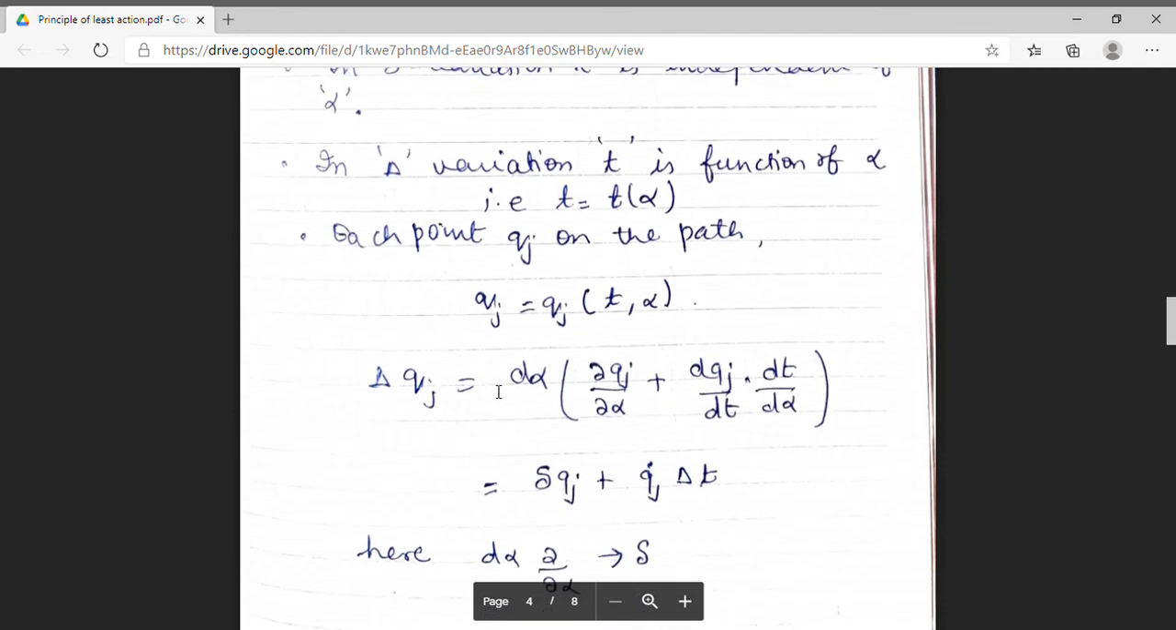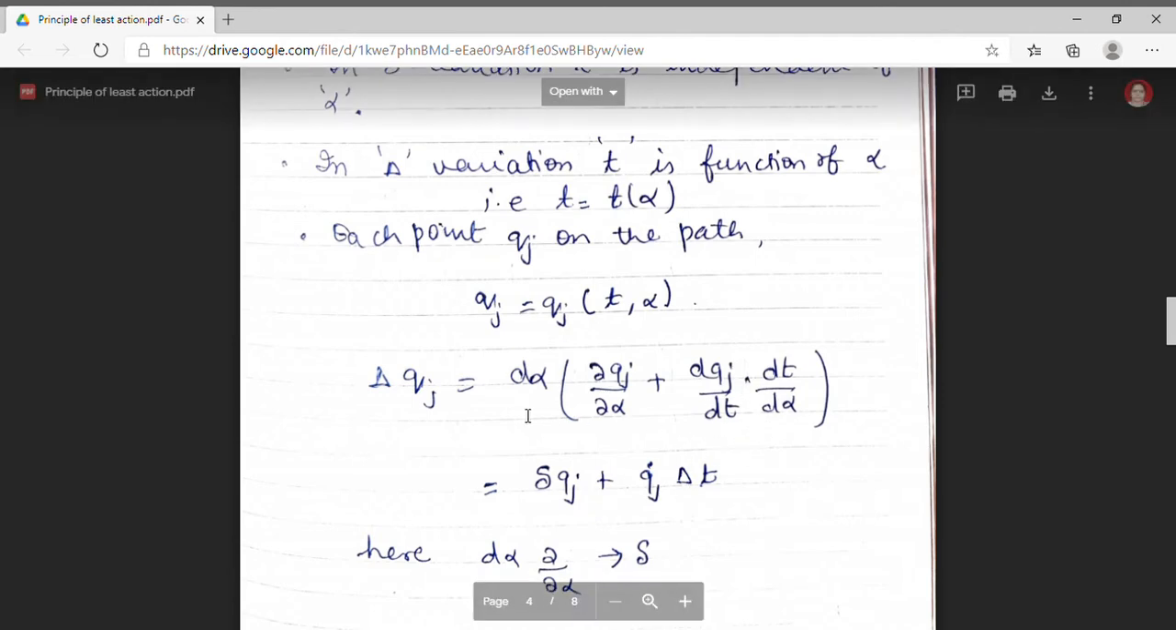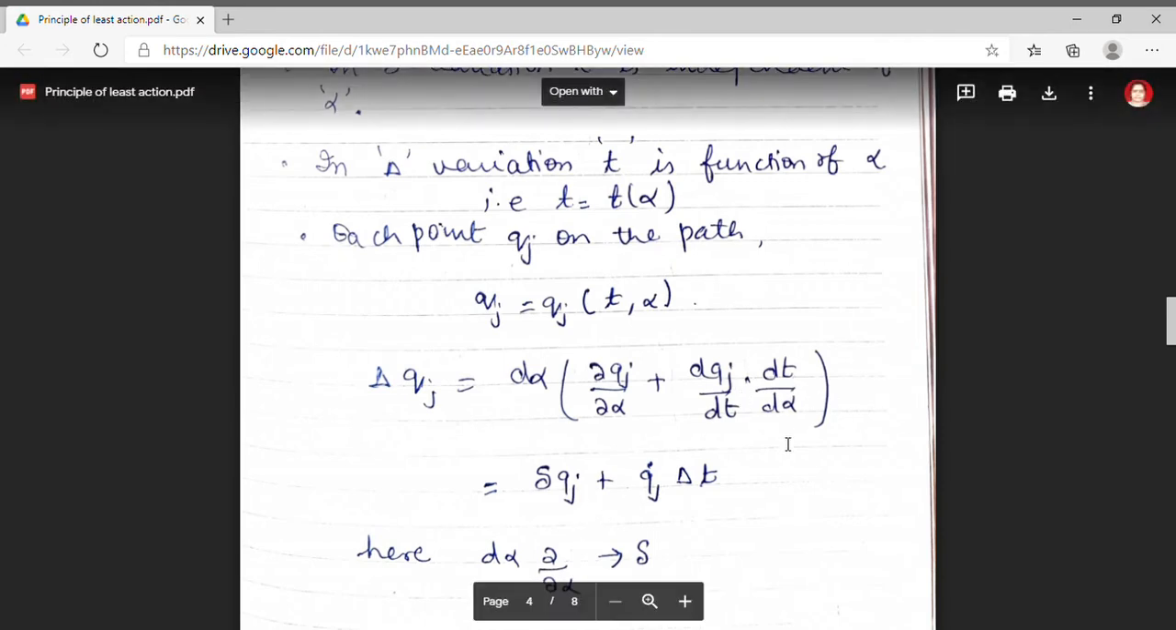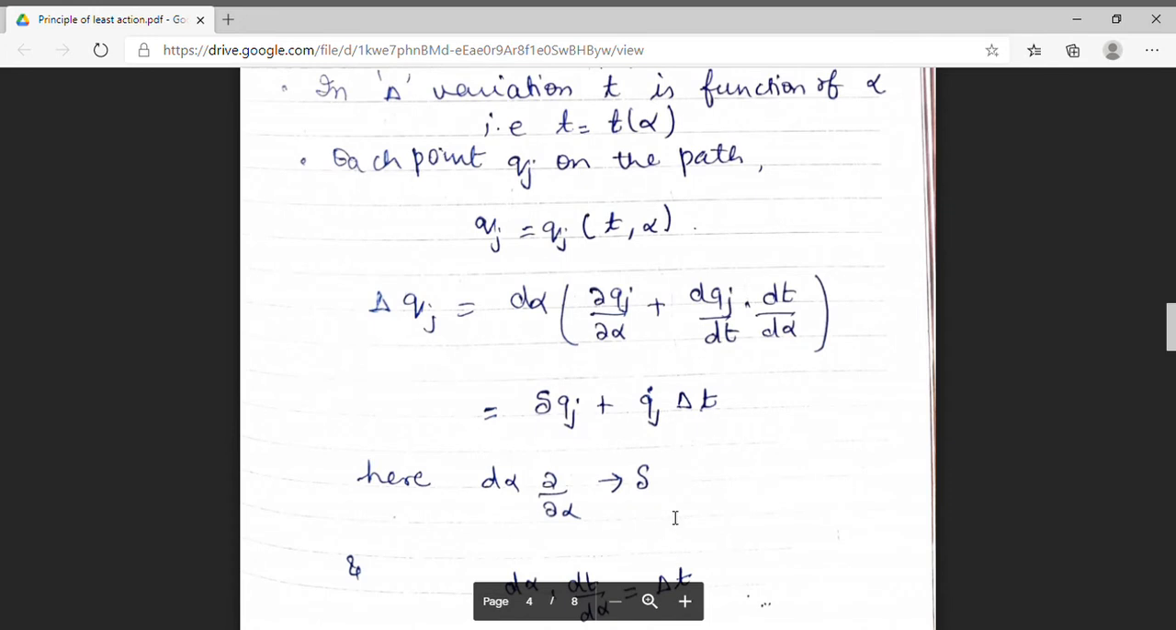So the variation delta Qj will be expressed with d alpha. Two parameters are there. Variation with respect to the first will be del Qj by del alpha plus dQj upon dt, dt upon d alpha. This is dQj upon dt, this is Qj dot, and coupling these two terms, del alpha d by d alpha, this is equal to delta. So we can express the first term as del Qj, and this is Qj dot.